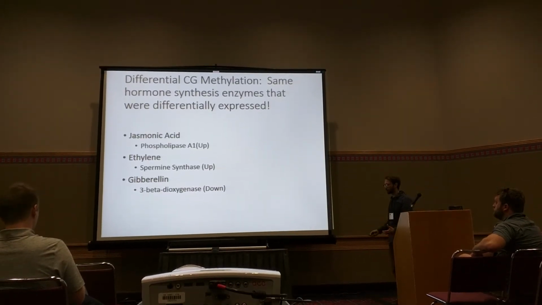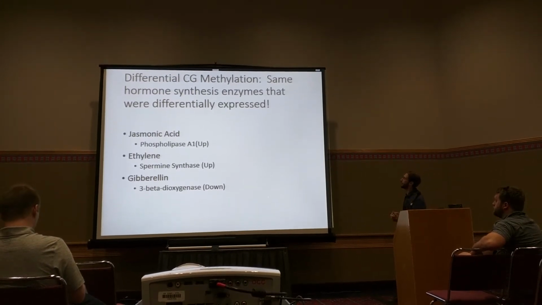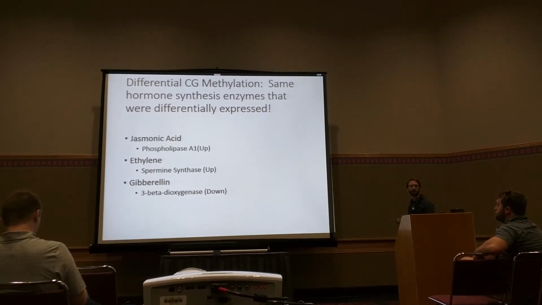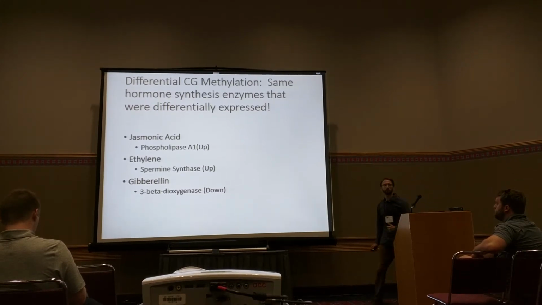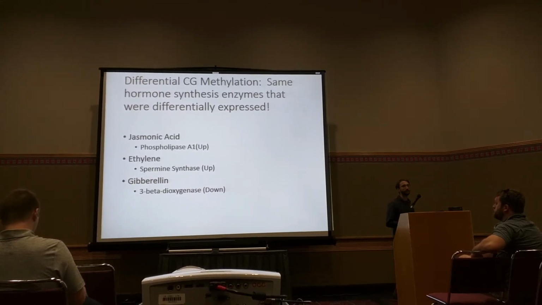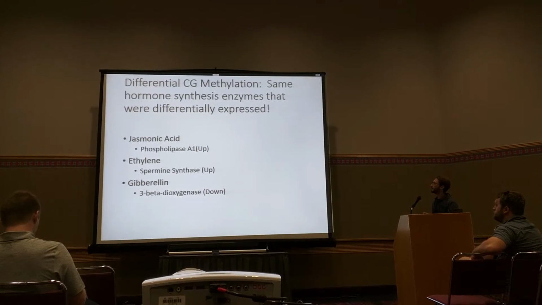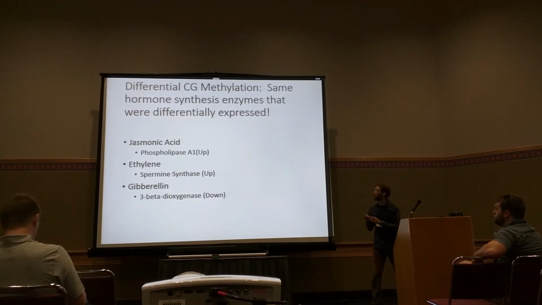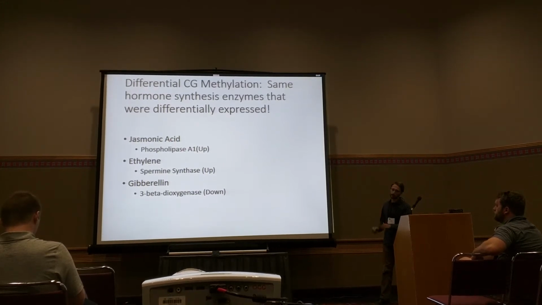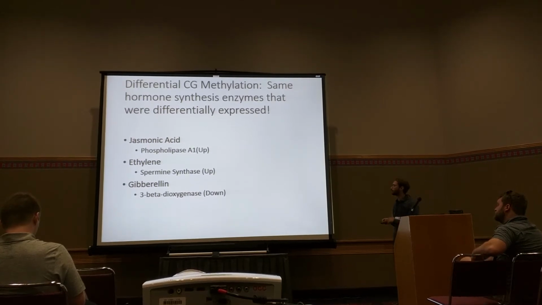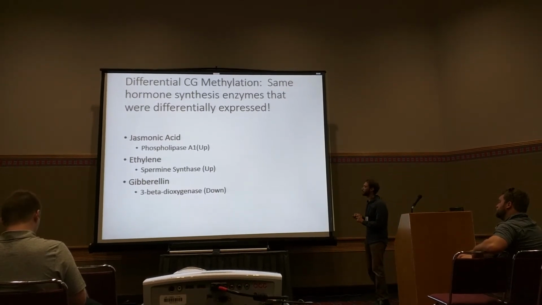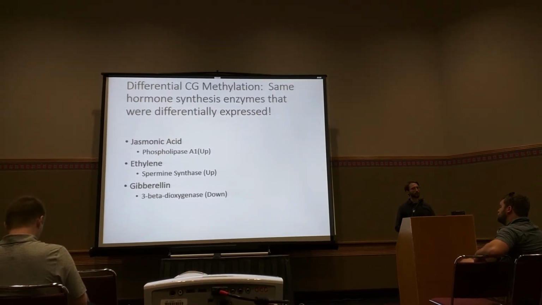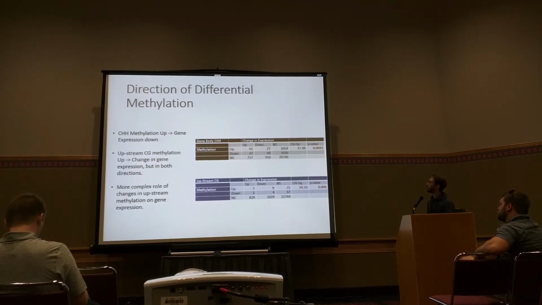Kind of specifically what genes are differentially methylated. Three of my favorite candidates that were differentially CG methylated were also found to be differentially expressed and are involved in hormone synthesis: jasmonic acid, ethylene synthesis, and gibberellin. For jasmonic acid and ethylene synthesis, there's differential methylation and increased gene expression, whereas for gibberellin, this 3-beta deoxygenase, there's differential methylation and decreased gene expression.